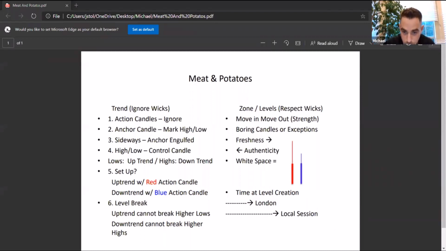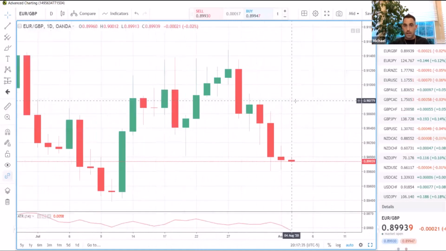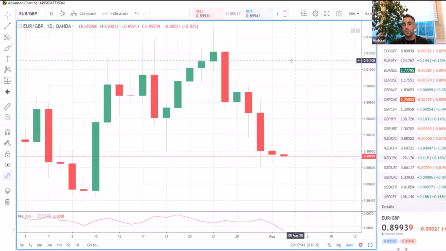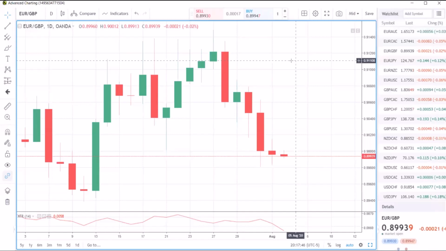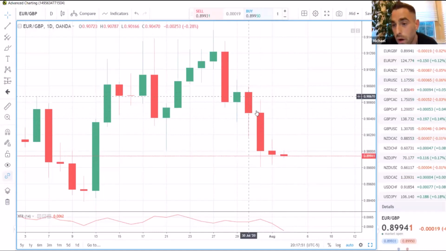So we'll pull that up here. Okay, so here on the daily chart, anybody turn your mic off or type it in, what would the action color be? Anybody know? Red. The action color is red. There's 1, 2, 3, 4 red action candles.